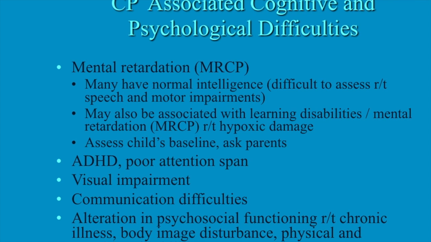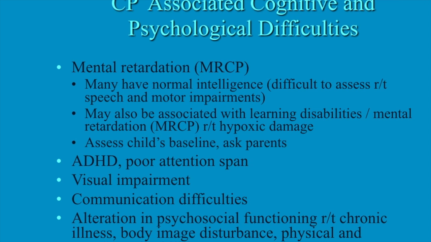So the associated cognitive and psychological difficulties, I've already mentioned the mental retardation. There may be some degree of ADHD, some visual impairment that can be corrected, and communication difficulties, especially if we have the MR with the CP. There may be very limited communication.